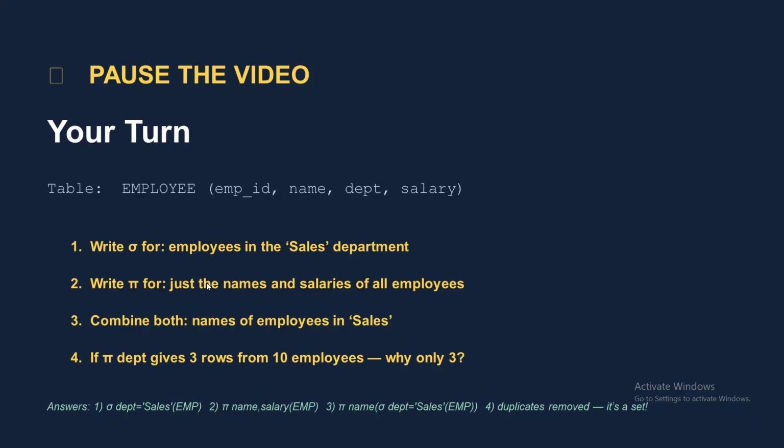Now, before closing the video, a question for you. You have the schema given, employee, with attributes employee ID, name, department, and salary. First, write a select operation for finding the employees in the sales department. Then a projection operation for the names and salaries of all employees. Combine both for finding the names of employees in the sales department. If projection on department gives 3 rows from 10 employees, why only 3? Then perform Cartesian product and give the answer. Drop your comments with your answers and discuss with me.